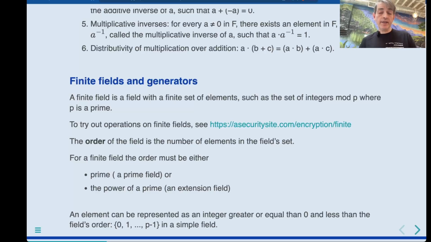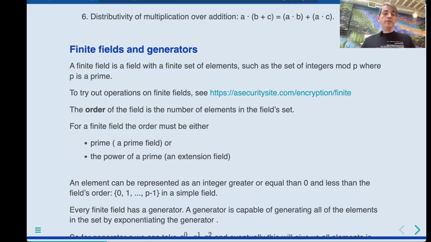What we commonly get is that we do this mod a prime number. So you think about a finite field where you're going to go up to a prime number. You're going to do arithmetic mod that number. Now, another piece of terminology we have is the order of the field. This is just the number of the elements in the field set. And it turns out that for a finite field, the order is either going to be prime, so we have a prime number of elements, and we call it a prime field, or the power of a prime, which is called an extension field.